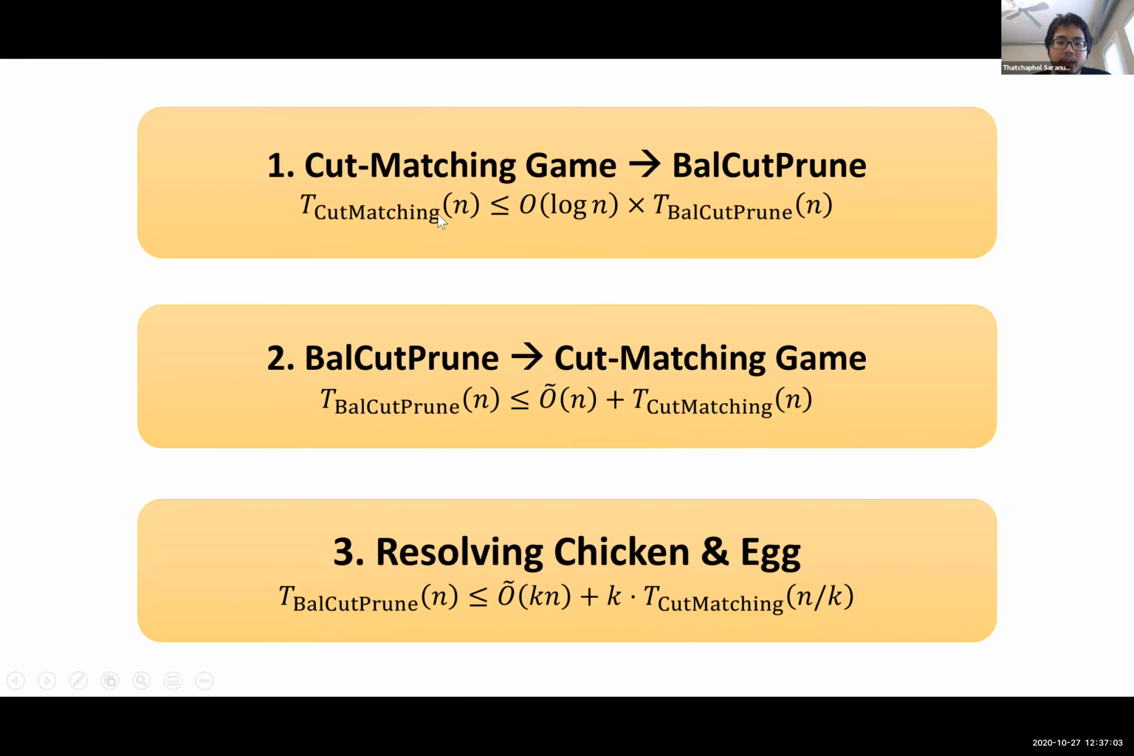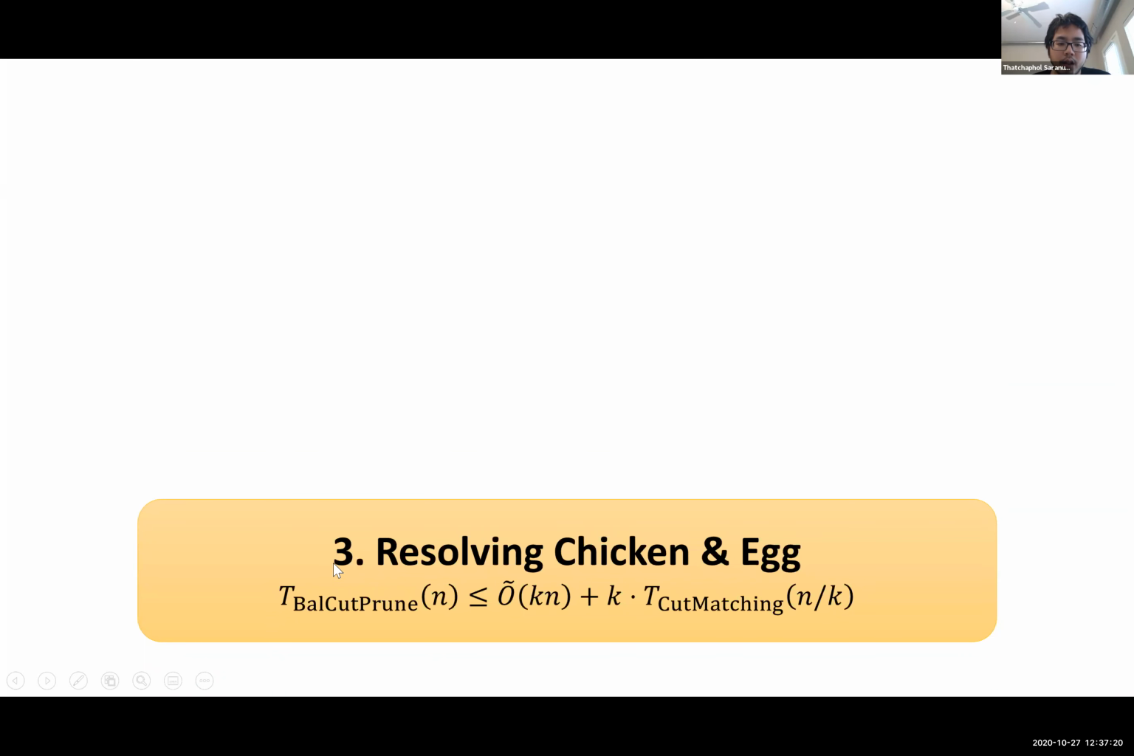And so you can see that with these two inequalities, from cut matching, you can call Baukat prune. From Baukat prune, you can call cut matching. These are good, but it's a chicken and egg situation. The size of the instance is not reduced. And this brings us to the key idea of this work to resolve this situation.